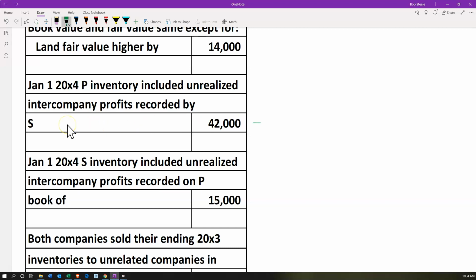So we have here on January 1st, 20X4, inventory included. So we have the beginning of the year here, right?